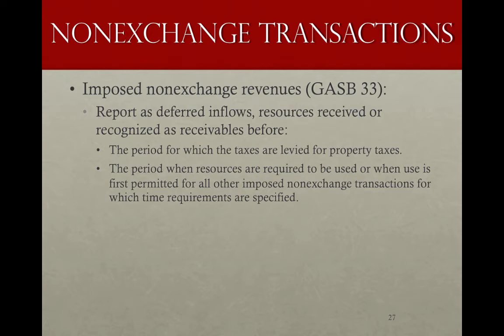So instead, the government would report it as a deferred inflow of resources, and then when the next period begins, it would eliminate that deferred inflow of resources and report it as revenue then. It would also be able to recognize the portion that it hasn't yet received in payments as a receivable at that point, and the rest of the revenue, because that's when it has a legally enforceable claim.